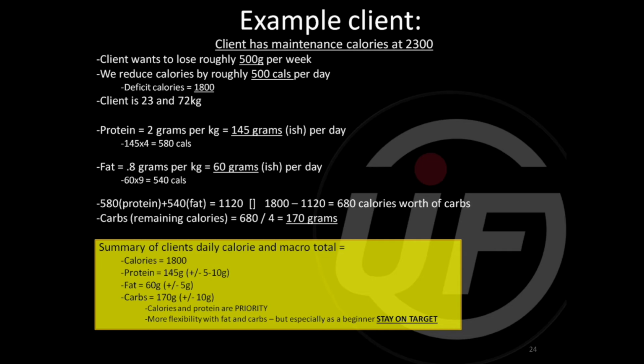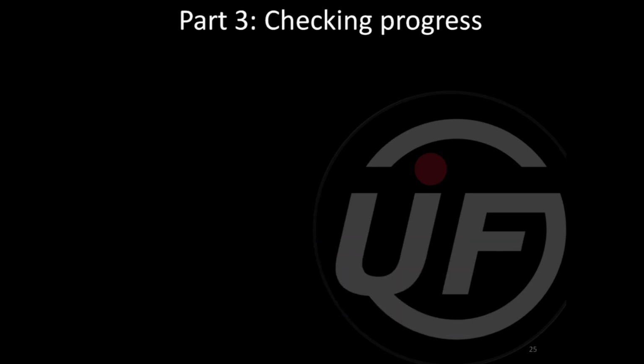So you can go 40, 50 grams, that's fine. Plus or minus 5 for fat. Usually you want to go more than 5. And carbs plus or minus 10 as well. So nice and simple.